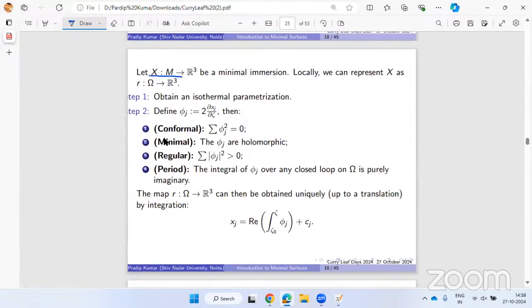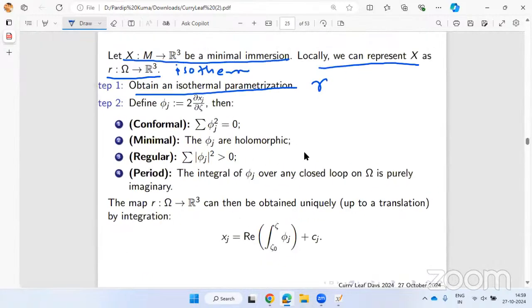So what I'm trying to say is we have written a very nice expression. Suppose you have a minimal immersion. Locally, you can write the minimal immersion as this, locally with isothermal parameters. So this is also a result. You have a minimal immersion. You can always find R, which is isothermal locally, and that is what I have written. Obtain the isothermal parameterization R, and then define phi j. And with this phi j, it turns out that phi j square is 0.